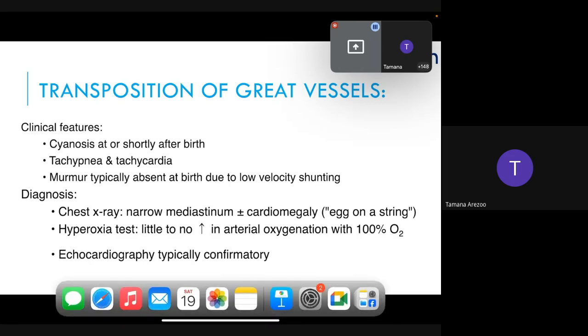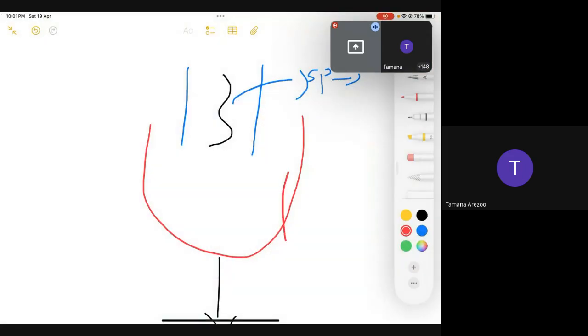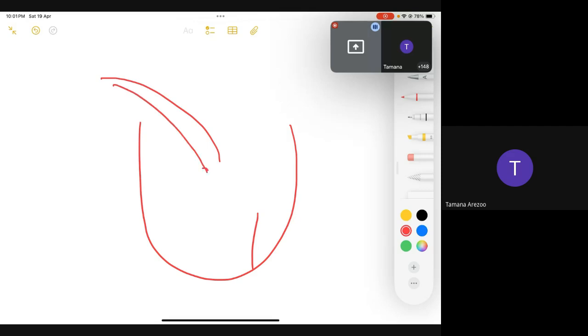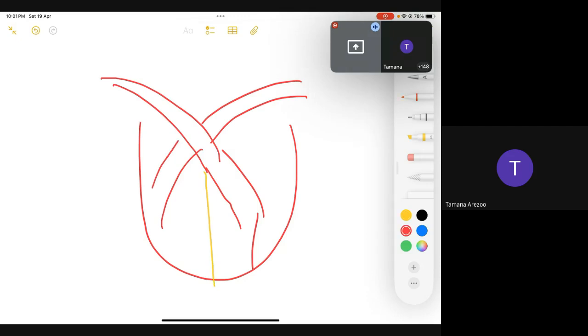Let me give you a little bit of concept about that, okay? Once we have spiraling of your aorticopulmonary septum, for example if this is your heart, and we have the aorta arising from your left ventricle and the pulmonary artery arising from your right ventricle, and this is your septum, you can see that now the mediastinum is covered by both of these. After the spiraling, the mediastinum has a proper area for both of these vessels.